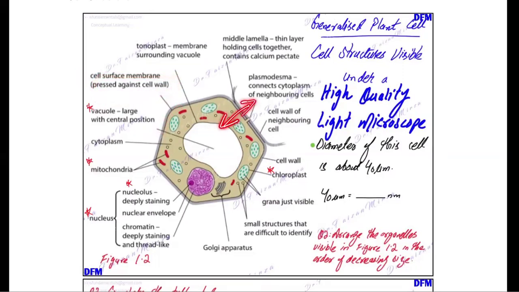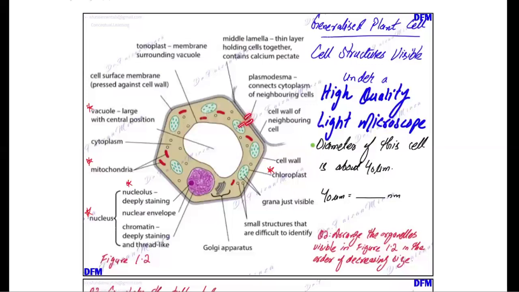In plants, we see neighboring plant cells, and the cell walls are just lying adjacent to one another. The middle lamella is a structure present as a thin layer that holds the two cells together, which means it's present between the two cell walls of adjacent plant cells. Then we have plasmodesma as well. This gap here is called the plasmodesma.